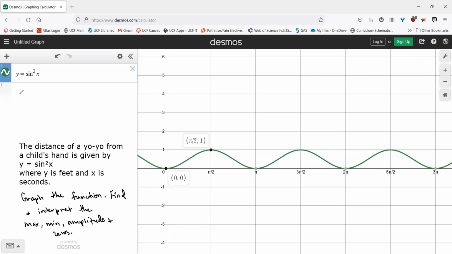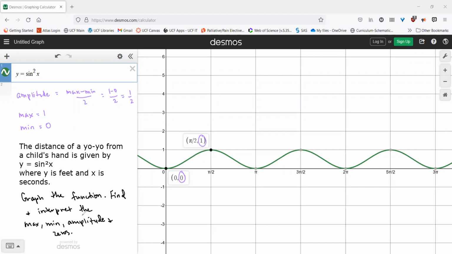Okay, so to find the amplitude, it's going to be maximum minus minimum over 2. So we're going to have 1 minus 0 over 2, which is 1/2. So the amplitude for this one is going to be 1/2. The maximum is 1. The minimum is 0. And then the other thing that we want, we're going to come back to interpret.